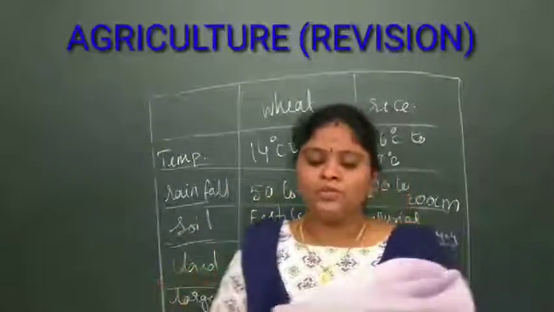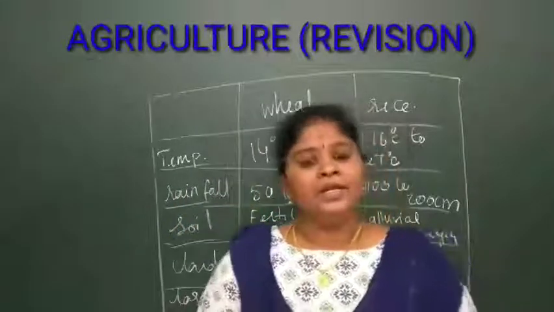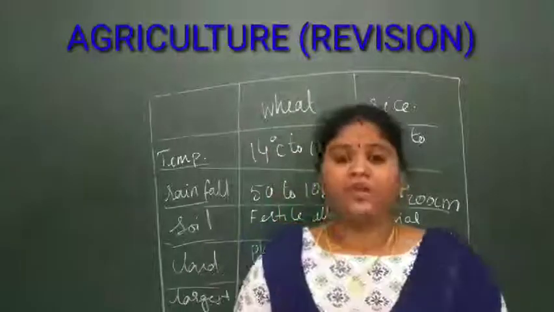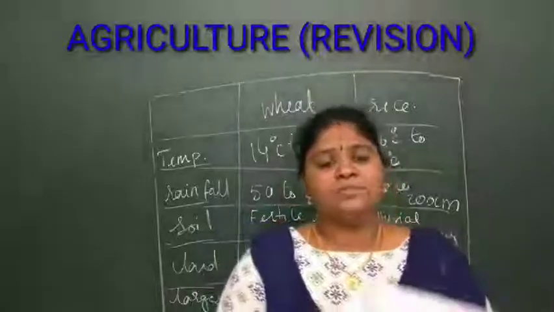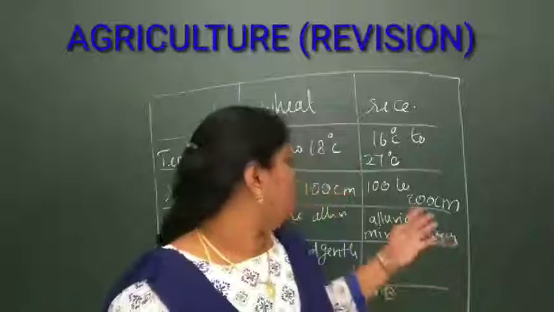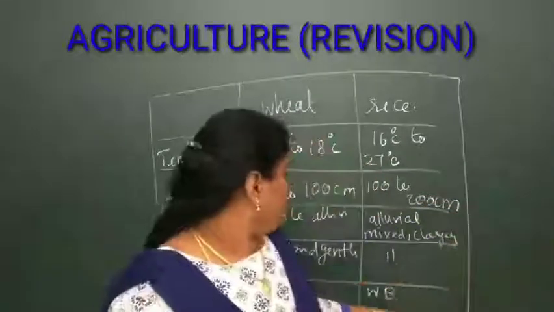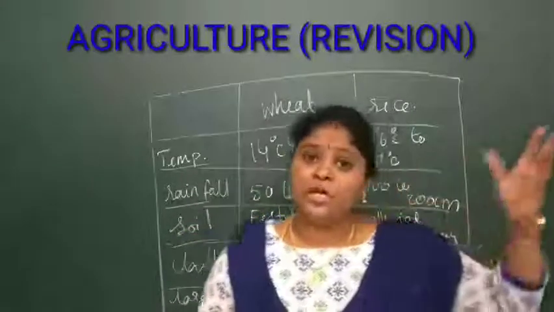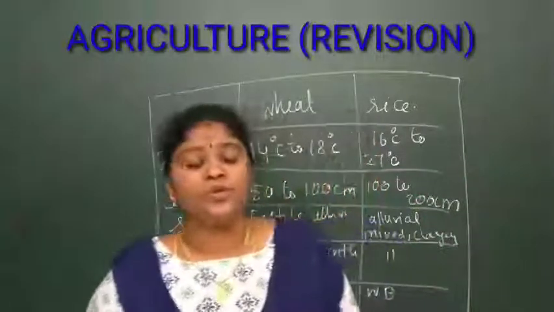Tea is a crop which grows in a plantation area, a larger area. It does not require much rainfall. 50 centimeters of rainfall is enough, more than enough for it. The leading producer of tea is Kerala. Loamy soil is enough. Then, other places that are producing tea: Assam is producing tea, and Tamil Nadu is also producing tea.